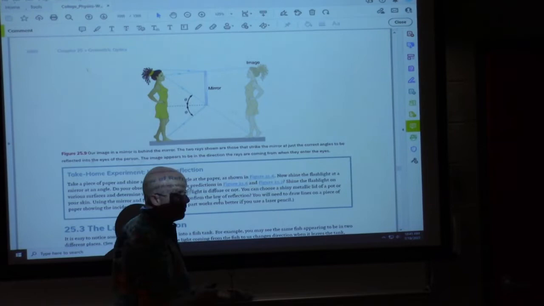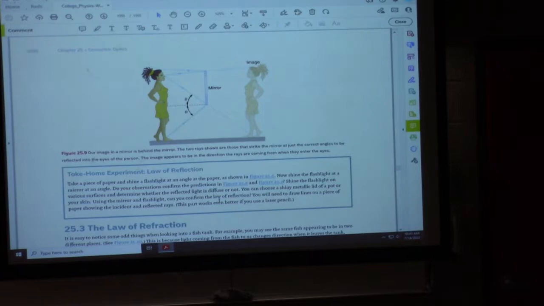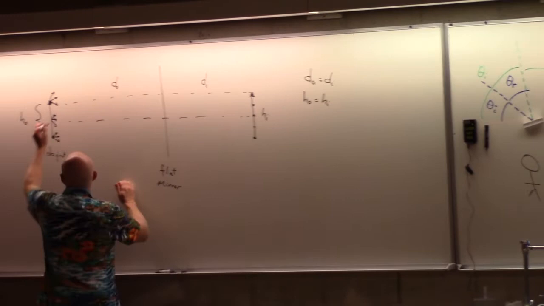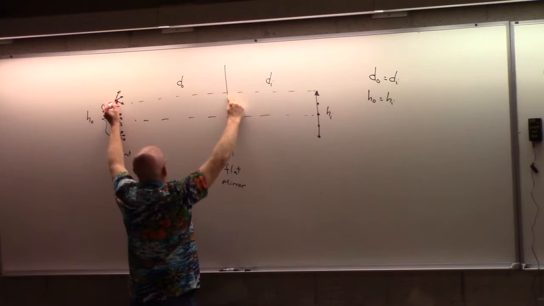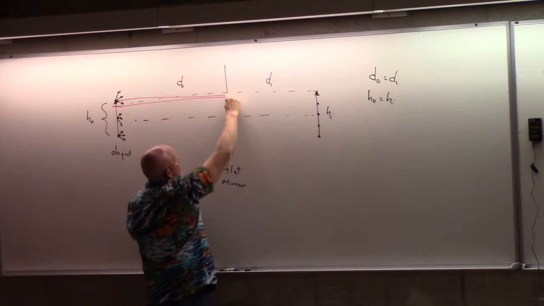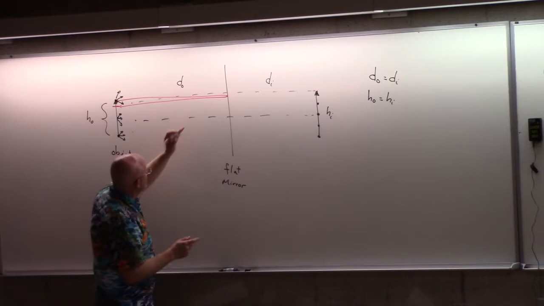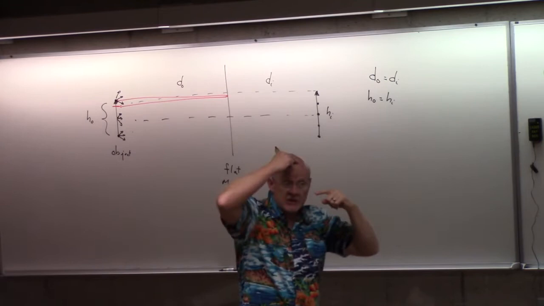And so it would look something like this if their eyes were a little bit below the top, maybe right here. You would have to have the light hit a point on the mirror that's a little bit below the height of the person. And in fact, because the angle of incidence is the angle of reflection, if there's 4 inches between the top of my head and the eye, the light would hit 2 inches down.